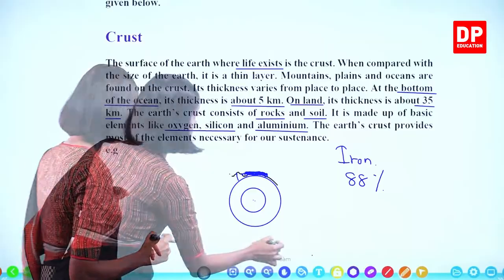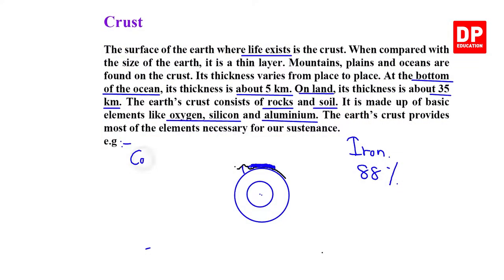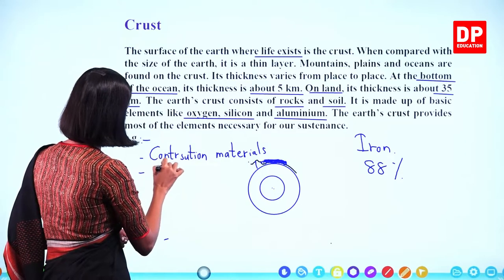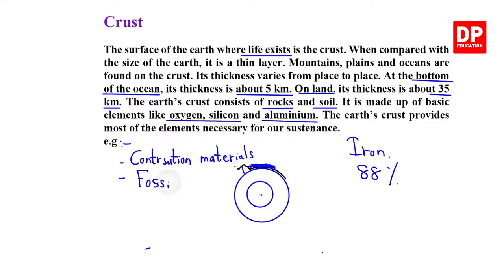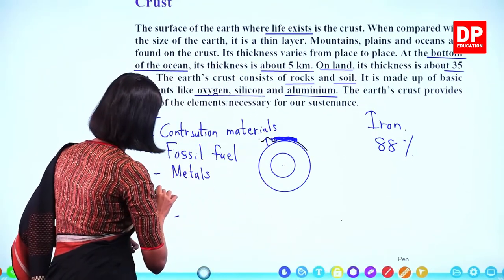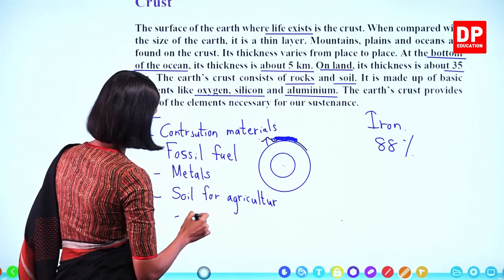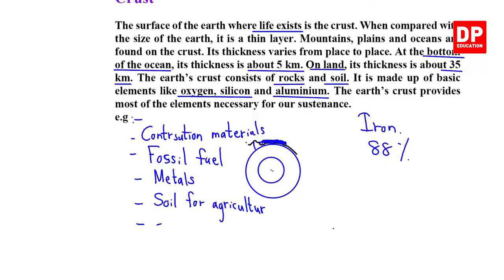Right, shall we write them, children? Examples. Construction materials. Fossil fuel. Metals. Soil for agriculture. And habitats too. What else? Important minerals.